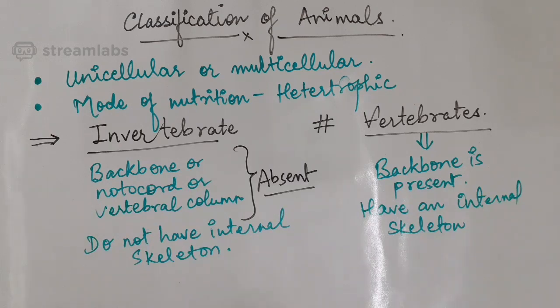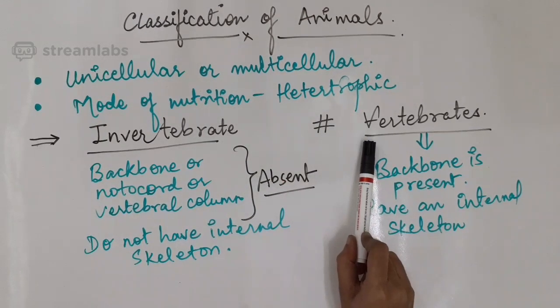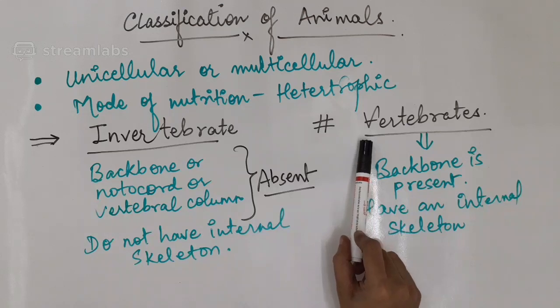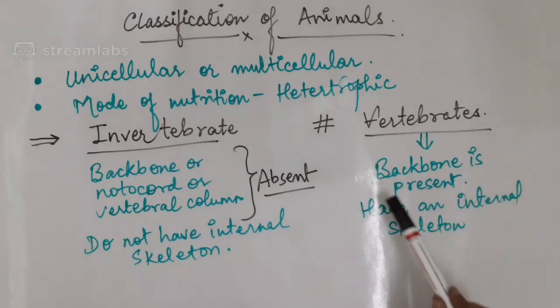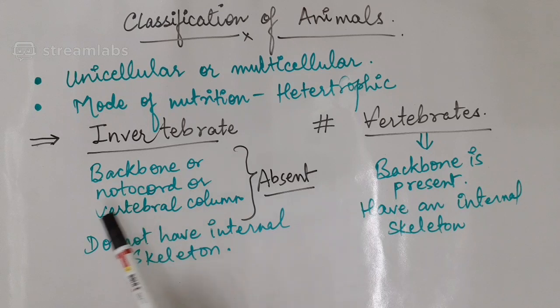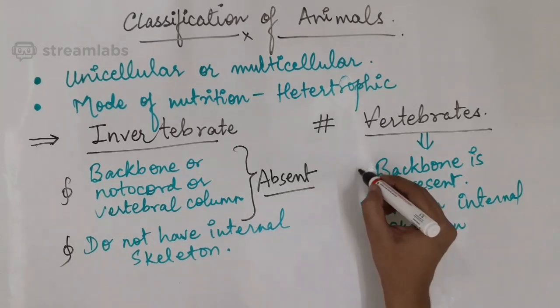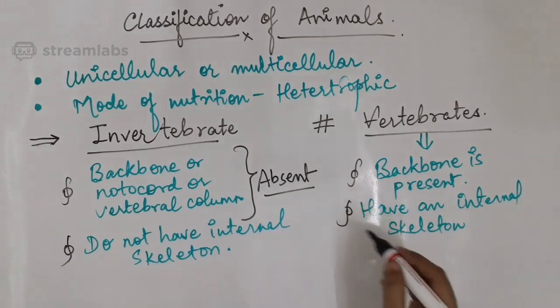Animals are divided into two major groups. One is vertebrate, another one is invertebrate. Vertebrates, for example humans, are animals having the backbone in their body. Also they have the internal skeleton. Invertebrates do not have a backbone, which is also known as notochord or vertebral column. They do not have an internal skeleton, the invertebrates. These are the differences.